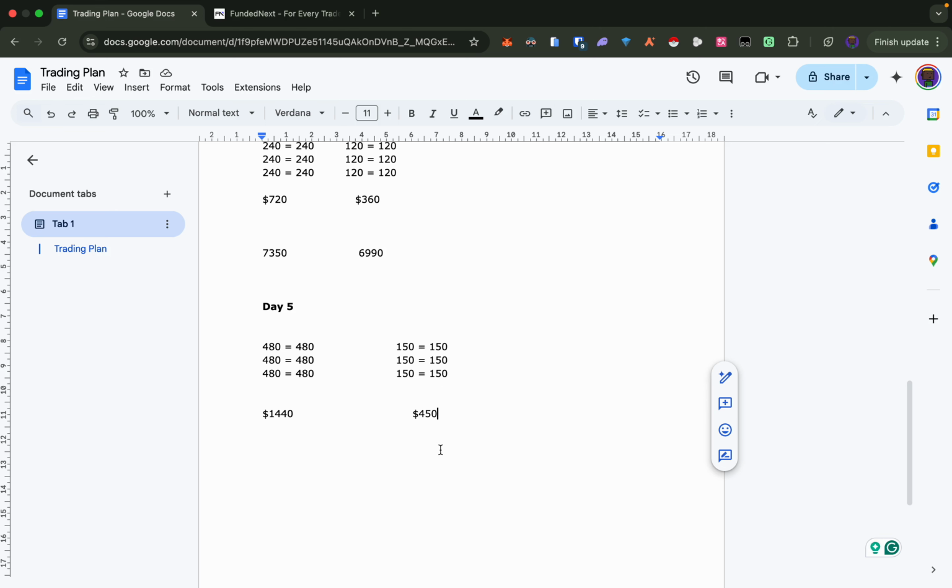So this is 450, right? 450. So now let's add 1,440 plus 7,350. This is 8,790. Jesus Christ of Nazareth. My God. 8,790 minus 6,000, you would have $2,790 on Friday to ball. Are you seeing what I'm saying? With an account that you bought for $67.